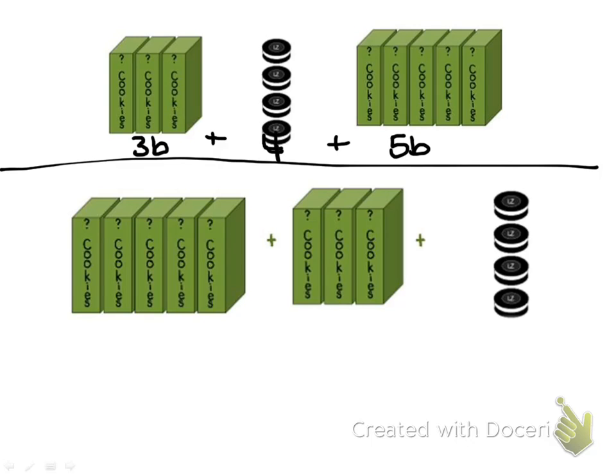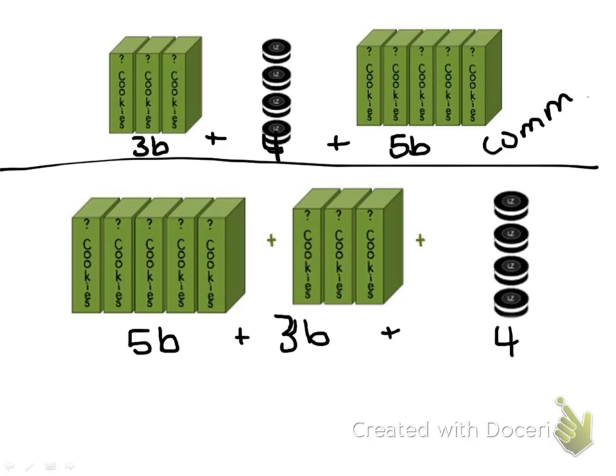Now, we can't add 4 and 3b because they're different units, right? It won't tell us the number of cookies we have in total unless we add boxes with boxes and individuals separately. So we're going to rearrange it using our commutative property of addition so that we have 5b plus 3b plus 4.